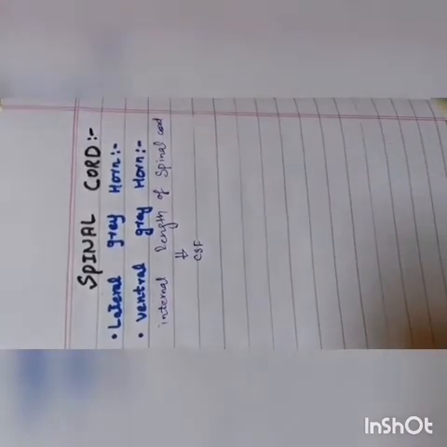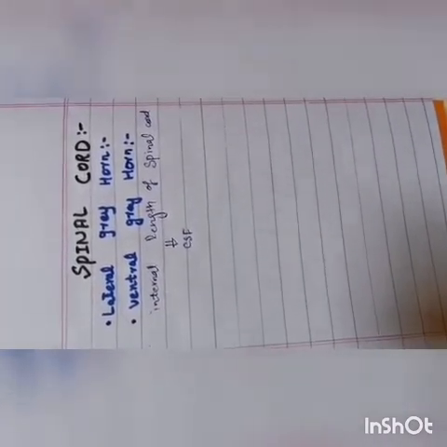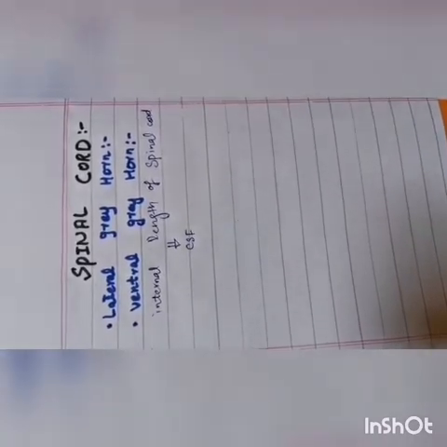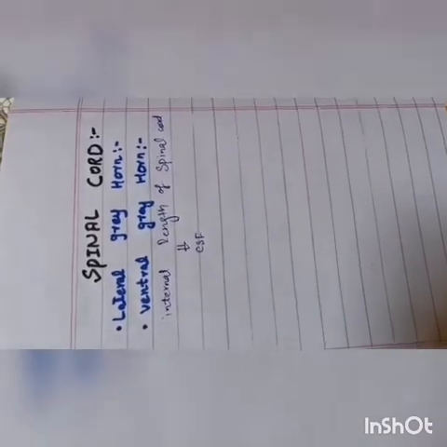Now, the dura mater is the external membrane of the spinal cord, the arachnoid mater is in the middle, and the pia mater is in the inner portion. They have their role in protection of the spinal cord.